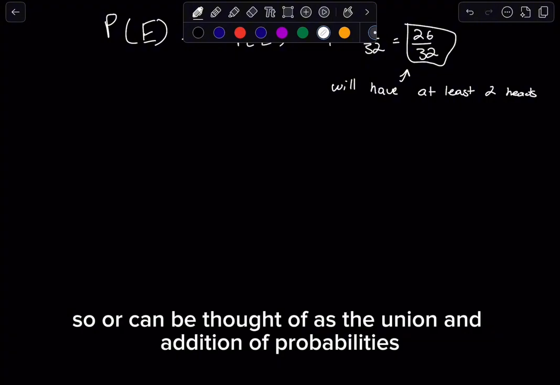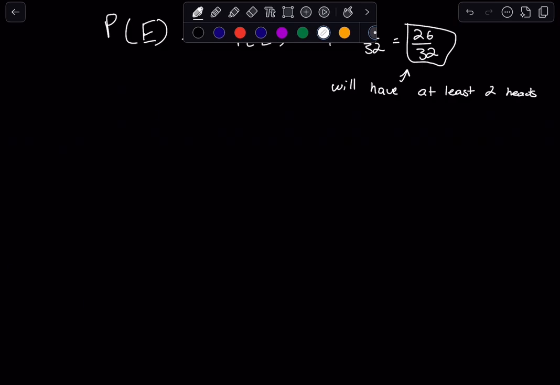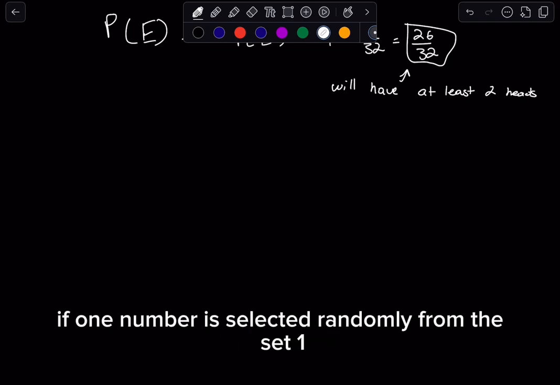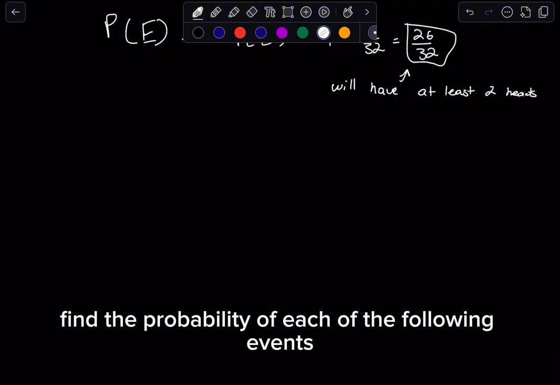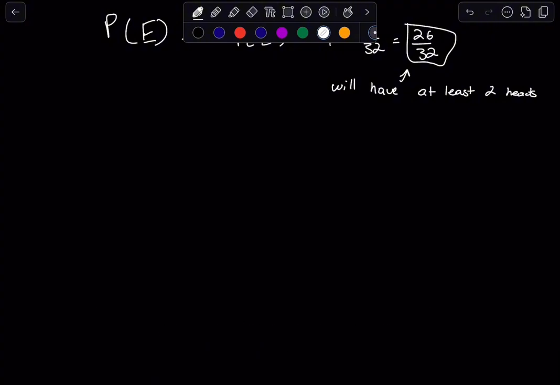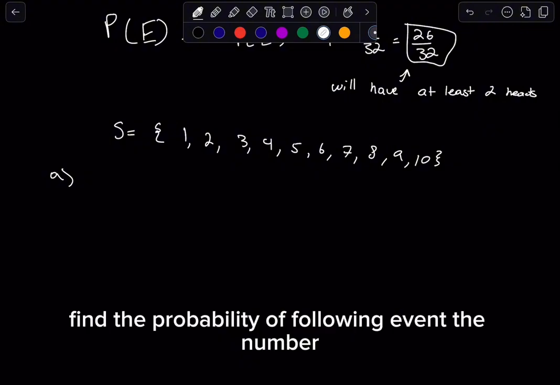So OR can be thought of as the union and addition of probabilities. If we do an example, if one number is selected randomly from the set 1, 2, 3, 4, 5, 6, 7, 8, 9, 10, find the probability of each of the following events. So if we're given the set 1, 2, 3, 4, 5, 6, 7, 8, 9, 10, find the probability of the following event.